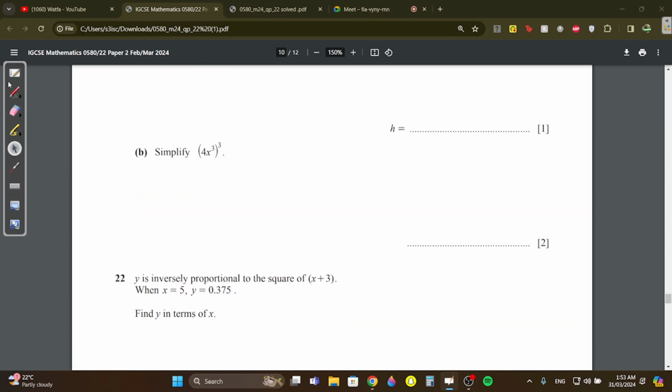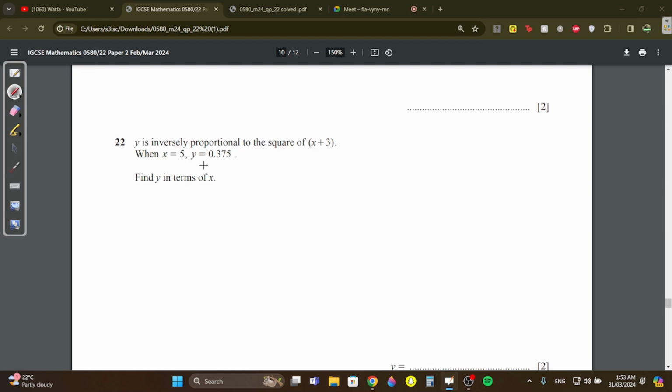Part B, simplify (4x^3)^3. Since the power is outside, you have to distribute the power to everything inside. So it's going to be the same as saying 4 to the power of 3 times x to the power of 3 to the power of 3. 4 to the power of 3 is 64. X to the power of 3 to the power of 3 is x to the power of 9. You don't do 3 cubed and become 27. No. The power of a power, you only multiply. So it will be 64x^9.